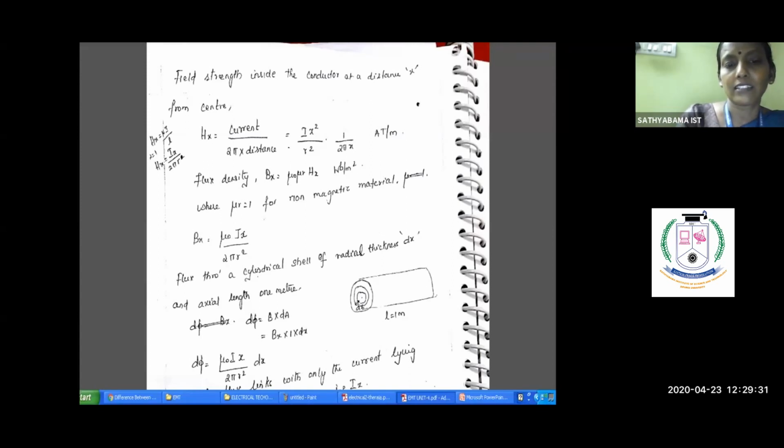So your flux d phi can be written as flux density into dA. That is what I have written near the diagram. So area can be written as length into this radial thickness, which is 1 into dx here. So you can substitute B in this equation d phi here. You will have the equation as mu naught Ix by 2 pi Rx square into dx here.